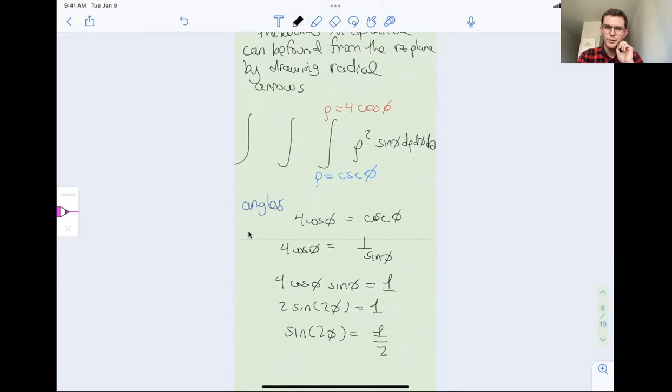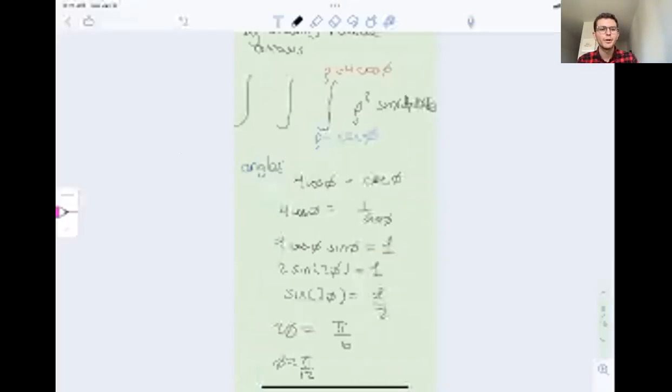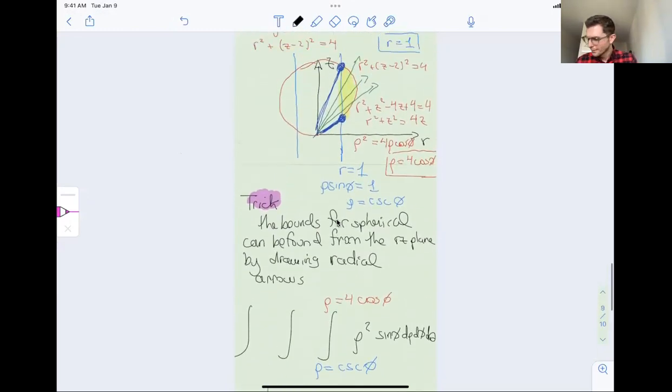It's like a special triangle, right? What is arc sine of 1/2? So 2 phi has to be pi over 6, right? And so phi has to be pi over 12. So that's one of the angles that you find, pi over 12. Okay, so here's pi over 12.